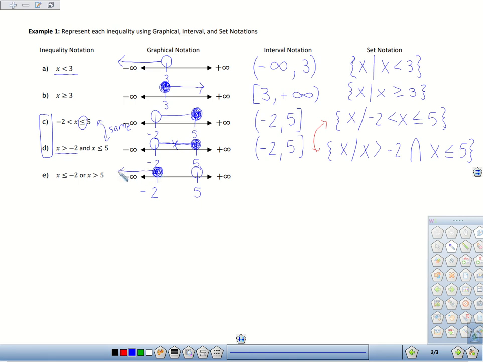Yeah, we're going to the left because it's less than -2. And what about for the 5? Good. So this one's a little bit different. Okay, this is an or inequality.